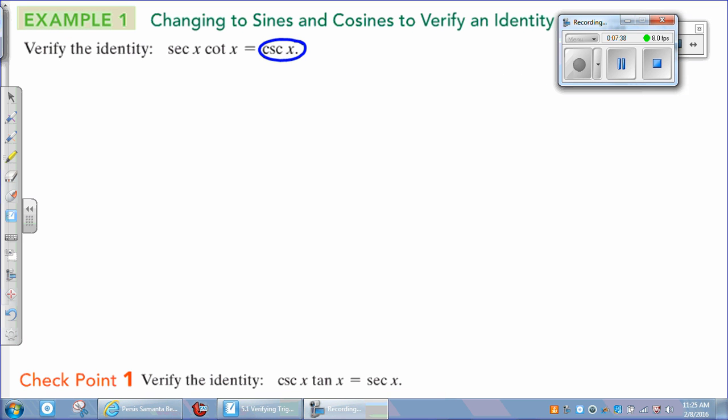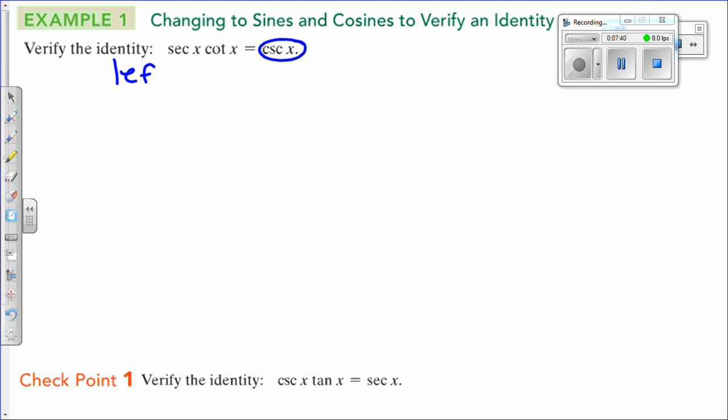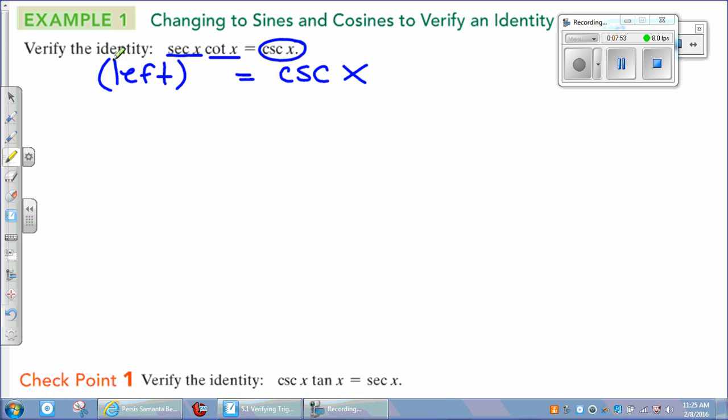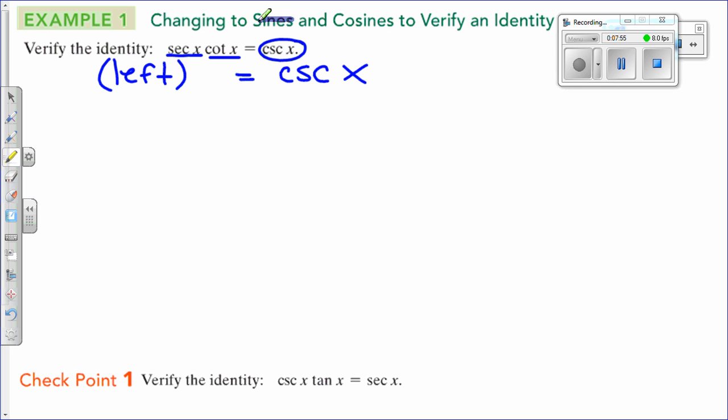So we're going to start working with the left side because the left side is more complicated, and our goal is that it looks like this, cosecant of x. So on the left side, we have secant and we have cotangent. So we're going to use the strategy of changing everything to sines and cosines. That's what we're going to do.